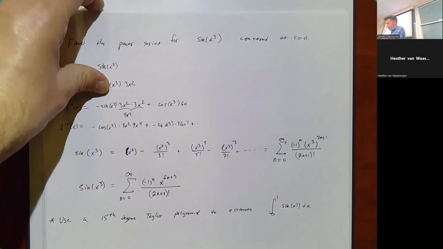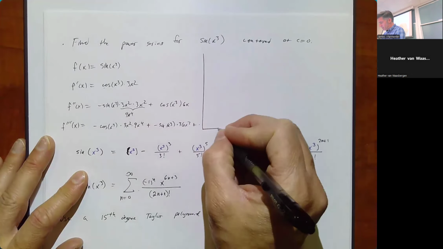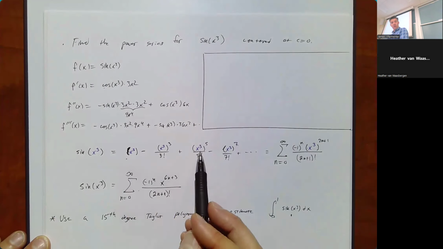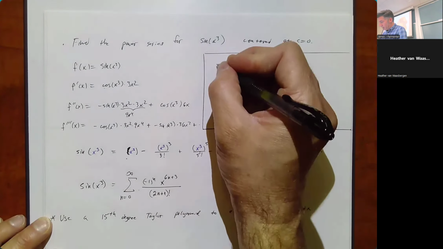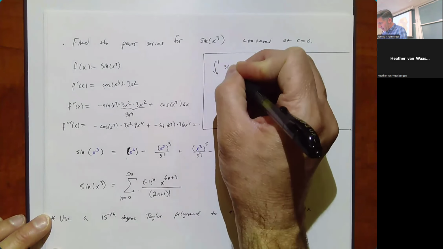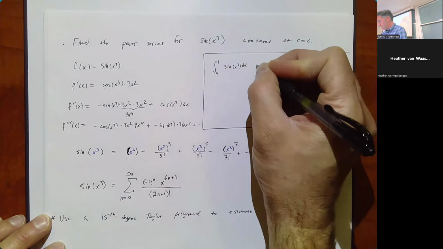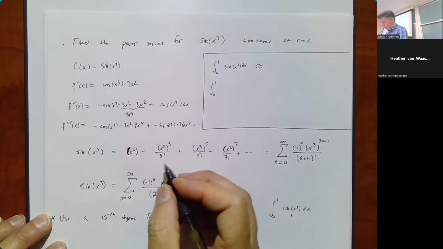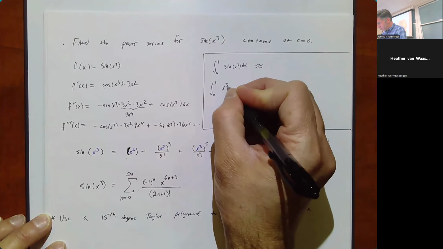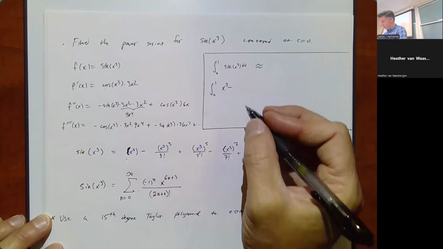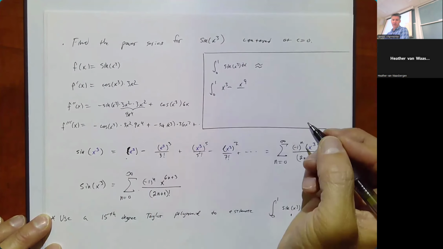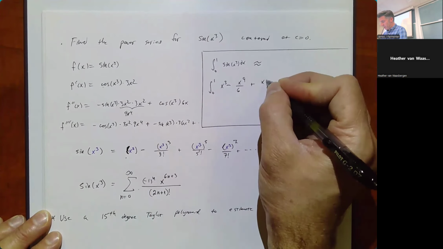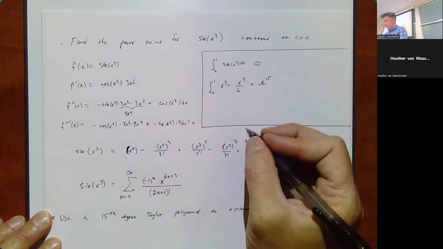So we could say, well, great. Let me write it up here. Sine of x cubed, these first three terms go up to the 15th power. So the integral from 0 to 1 of sine of x cubed dx is approximately equal to the integral from 0 to 1 of x cubed minus x cubed cubed, which is x to the 9th, over 3 factorial, which is 6, plus x cubed to the 5th, which is x to the 15th, over 5 factorial, which is 120.